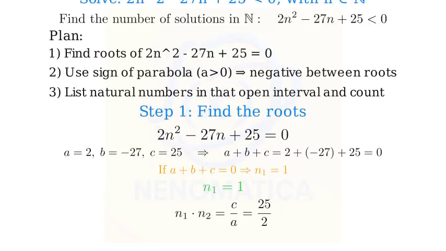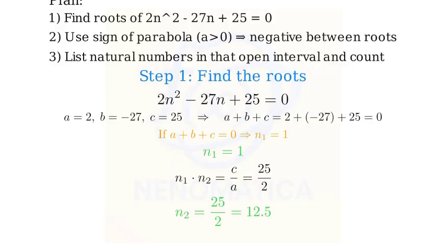Next, for a quadratic, the product of the roots is c over a. That gives n1 times n2 equals 25 over 2. Since n1 equals 1, n2 equals 25 over 2.